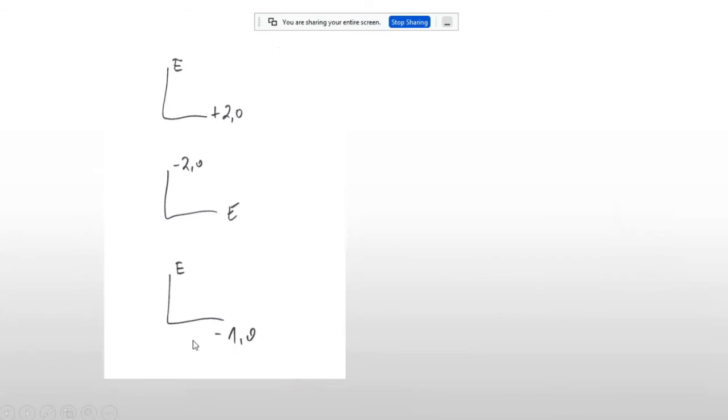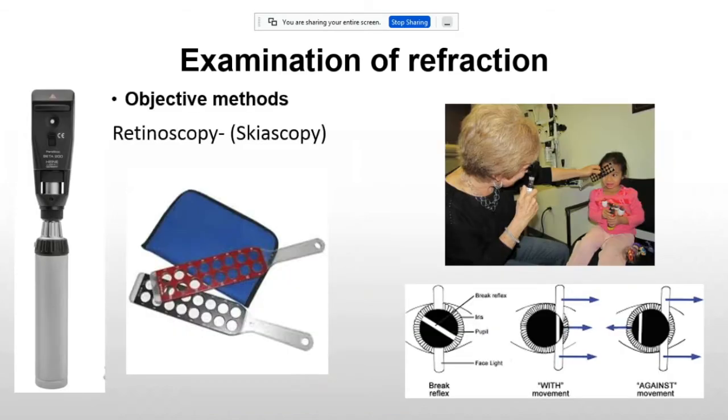What is, for example, here minus 1? I have written minus 1. When I'm at the distant point of clear vision and I try to do skiascopy, I get neither the same direction nor the opposite, but I get splitting of the shadow. So I'm at the distant point of clear vision and I write minus 1 without using the scales, okay?